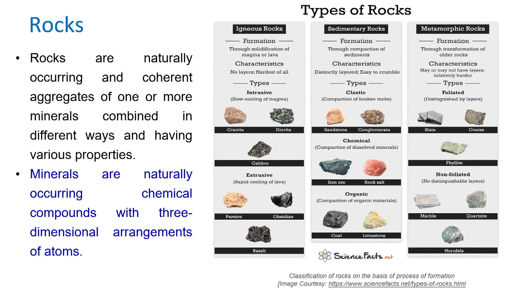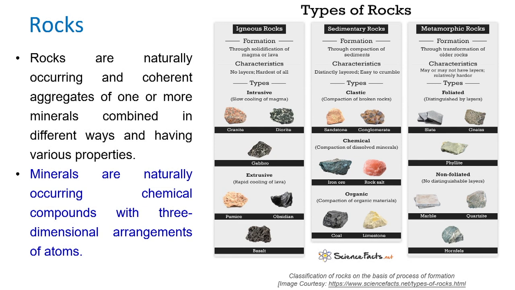So rocks are naturally occurring coherent aggregates of one or more minerals combined in different ways and having various properties. As we know, and as we are dealing with various rocks around us in our society, our domestic life and in the laboratories as well, the rocks are coherent aggregates of various types of minerals. So what do we mean by minerals here? Minerals are naturally occurring chemical compounds, and by having various combinations of these minerals, we can have a variety of rocks which have very exciting colors and very good mechanical properties.